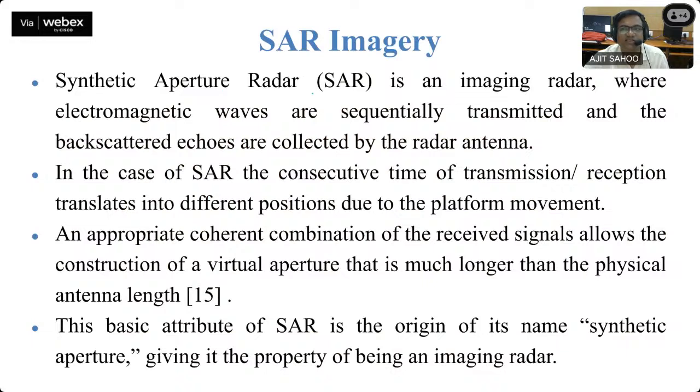So synthetic aperture radar is an imaging radar where the electromagnetic waves are sequentially transmitted and the scattered echoes are collected by the radar antenna. In case of the SAR, the consecutive times of transmission or reception translate into different positions due to the platform movement. An appropriate coherent combination of the received signal allows construction of a virtual aperture that is much longer than the physical antenna length. So the basic attribute of SAR is the origin of its synthetic aperture, giving the property of being imaging radar. So this is the basics of the SAR.